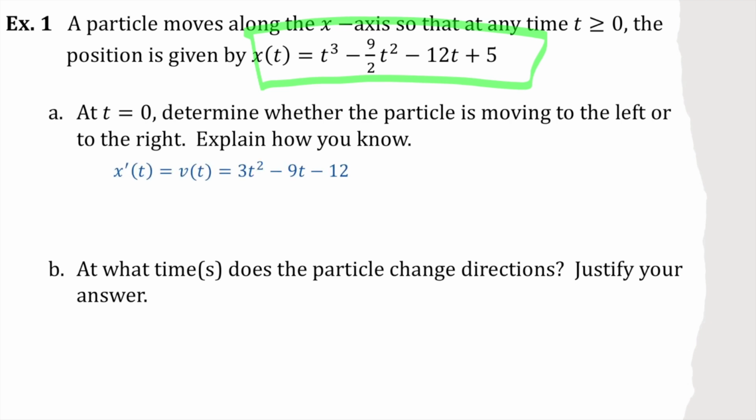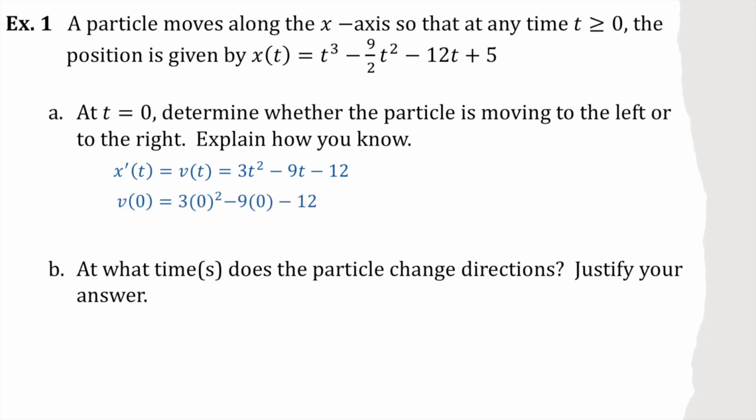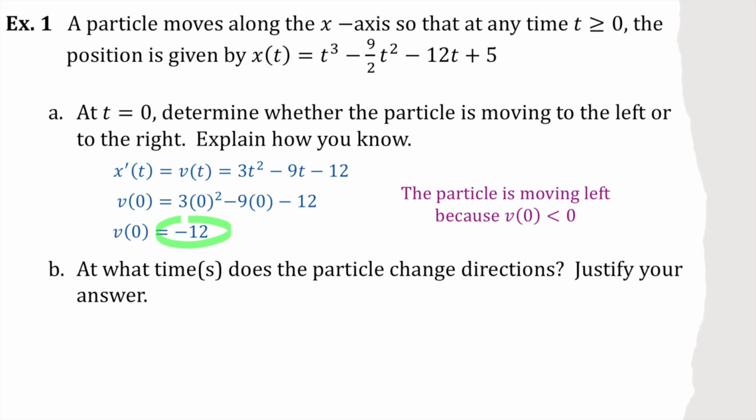So if we take the derivative of x, you get x prime, which is the same thing as velocity. It's really good to write that down as you go, both to keep track for your own mind and also to communicate to the reader that x prime of t is the velocity function. And we get 3t squared minus 9t minus 12. At time t equals 0, we just have to plug in a 0, and we get v of 0 equals negative 12. So what does that mean? The particle is moving to the left because v of 0 is negative.